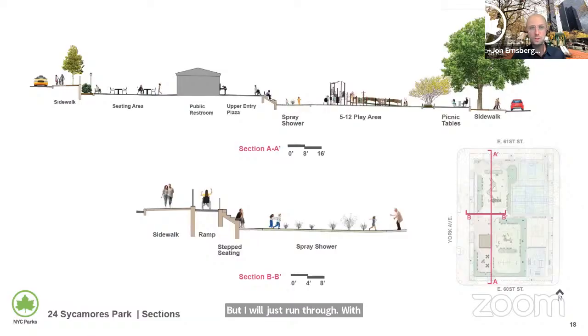This is a new slide. We showed some sections before. They've been made much more compelling thanks to Liat, who I think is on the call. She helped with these and expanded them so you can really understand a cross section across the whole site. On the top here, running from the seating area, this is the nature of that grade change that I spoke about, the spray shower, the play equipment, and then all the way through to the opposite sidewalk on 61st Street.